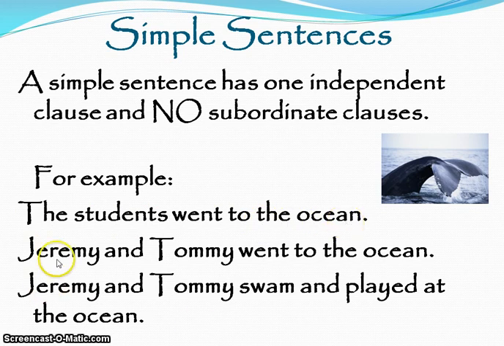Look at this next one. Jeremy and Tommy went to the ocean. Has a double subject here, still no subordinate clause in it, making it a simple sentence. And then finally, Jeremy and Tommy swam and played at the ocean. There's a prepositional phrase right here, at the ocean, but again, this sentence has no subordinate clauses in it. Nothing to circle, underline, or draw an arrow to.